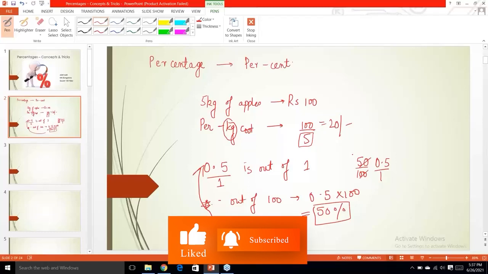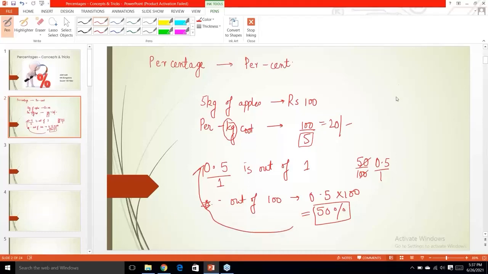Why do we need percentage at all? Let me move on to the next slide. I'll tell you why we need percentage at all. By now you should have understood that percentage means converting everything out of 100. So it serves as a benchmark to evaluate different kinds of things.